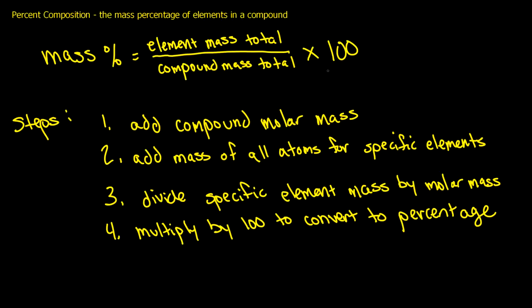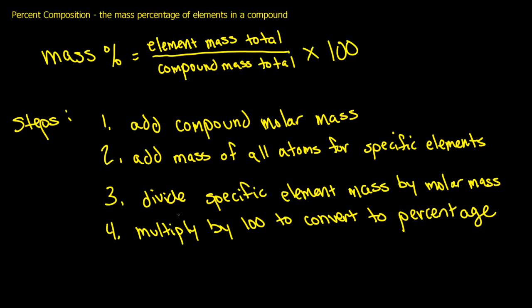Or to put it in step form, first thing you need to do is add the compound molar mass. So all you got to do is look at your periodic table, find the atomic mass numbers for each of your elements, and add them up. Your second step is add the mass of all atoms for a specific element. So for instance, if you had 3 nitrogens, you would add 14 plus 14 plus 14, or you could do 14 times 3 to get that total mass for nitrogen, and you'd move on and calculate the masses of the next element that is unique or different from nitrogen in this case.